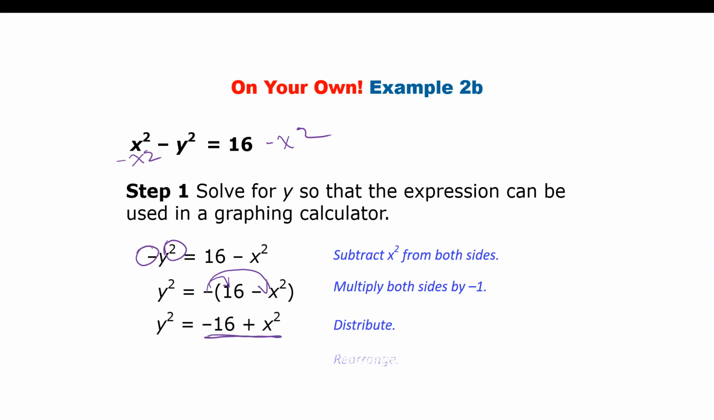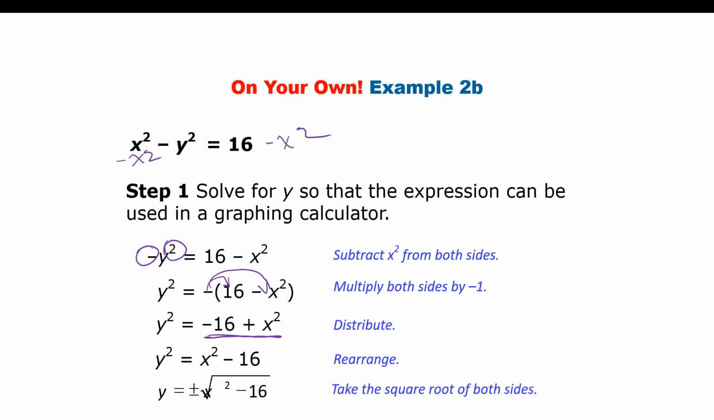All right, once we distribute, now we can rearrange it to have it in the order that we like it. And finally, take the square root of both sides. So plus or minus. Oh, my x didn't get in there.